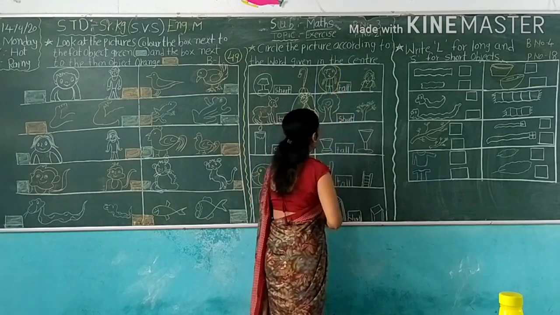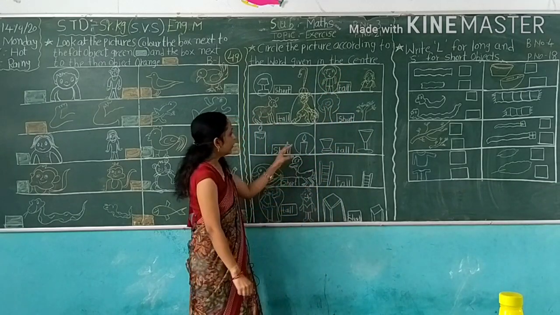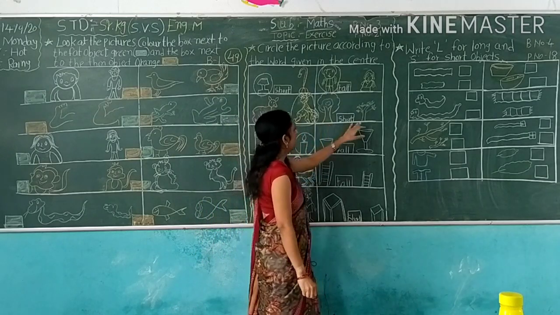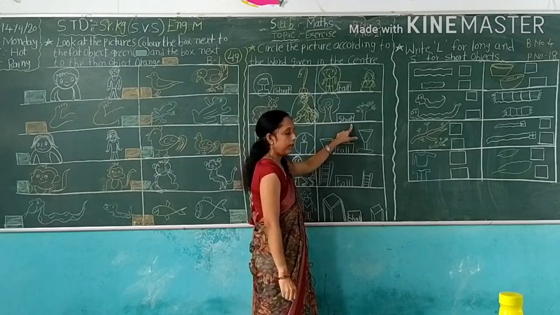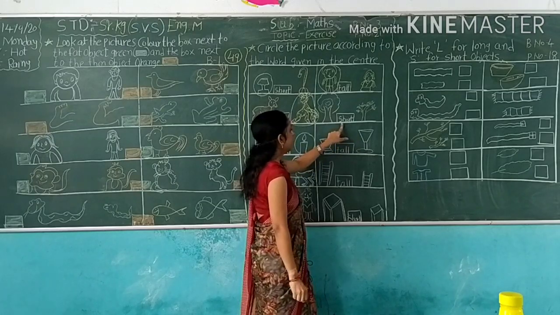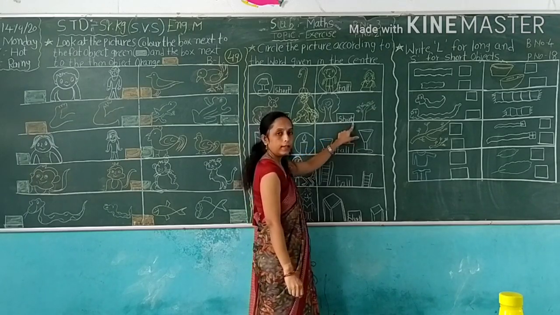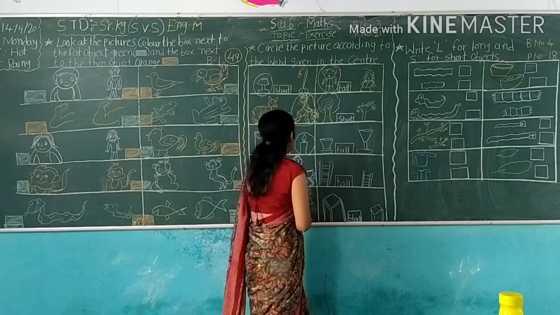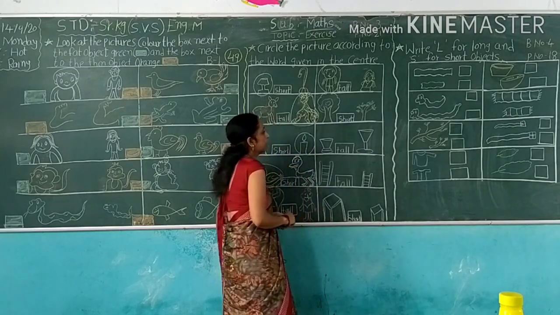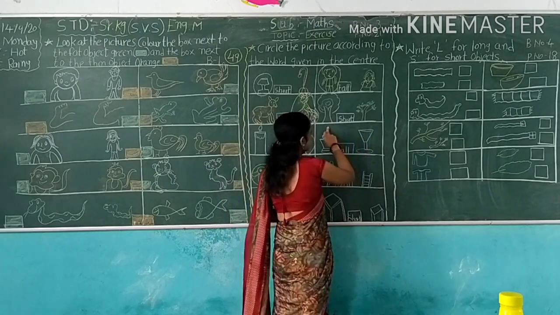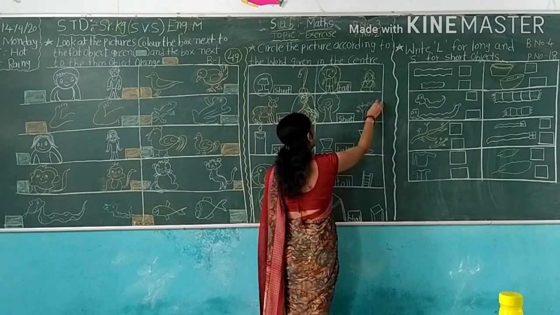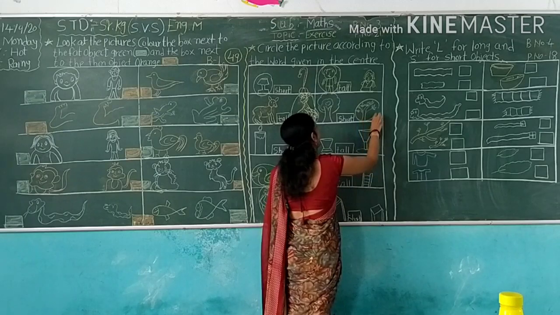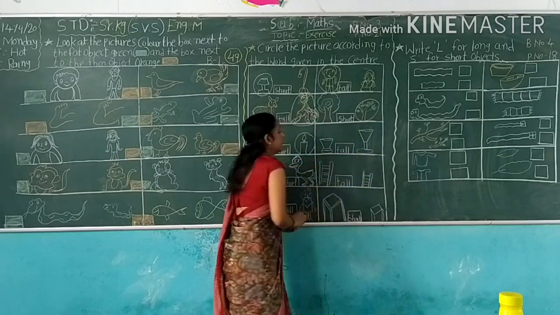Okay? And here I drawn two objects. 1, 2. Here I write S-H-O-R-T, short. Which word right here? S-H-O-R-T, short. So here circle the short object. So which object is short? This? No. This? Yes. This object is short. So we circle the short object.